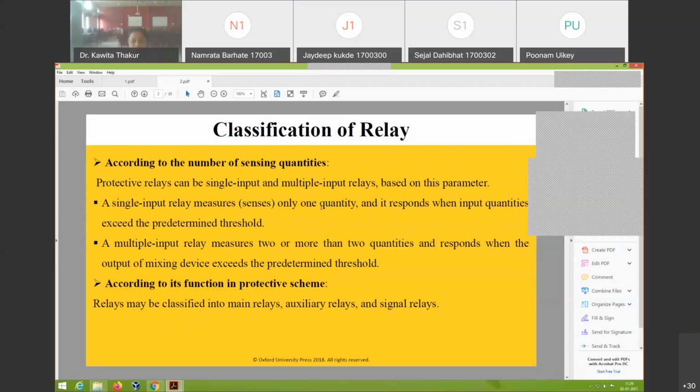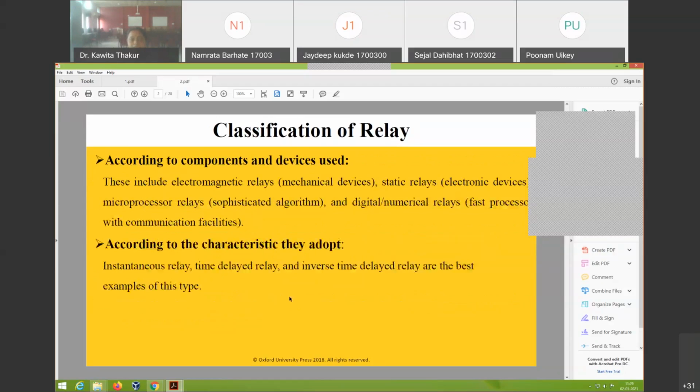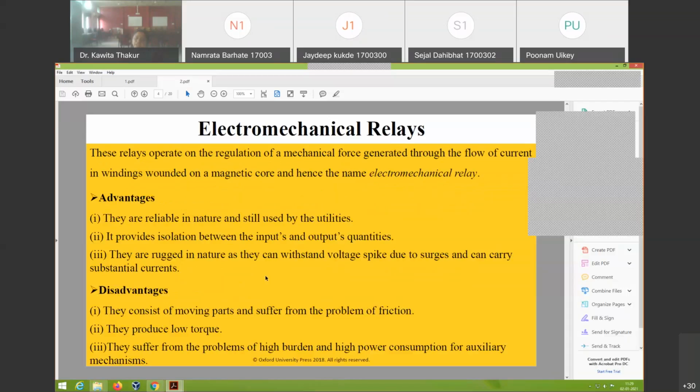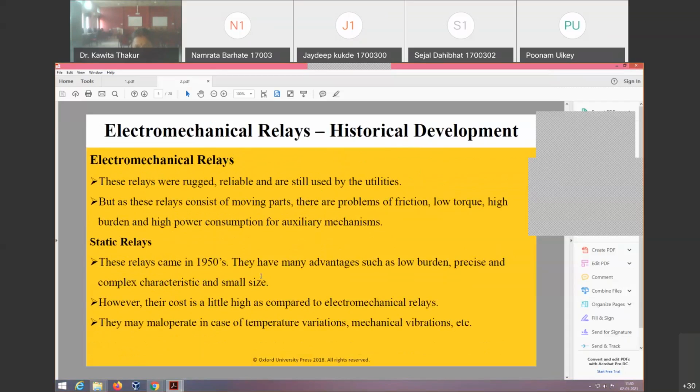According to its function in the protective system, whether it may be main relay or auxiliary relay. According to the components and devices used, according to the characteristics they adopt. Here in the second lecture, we have seen all classifications of relay, the advantages of electromechanical relay, the disadvantages of electromechanical relay, and evaluation of relay.